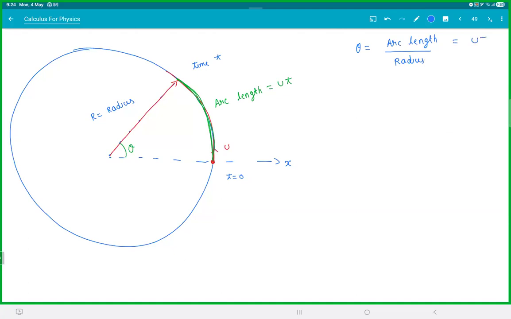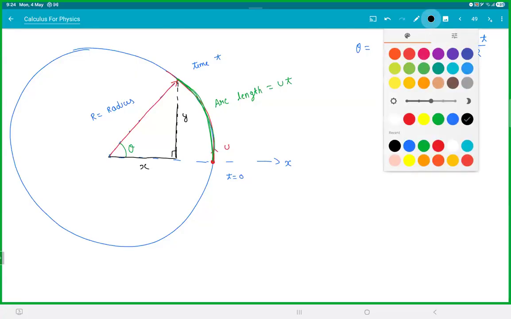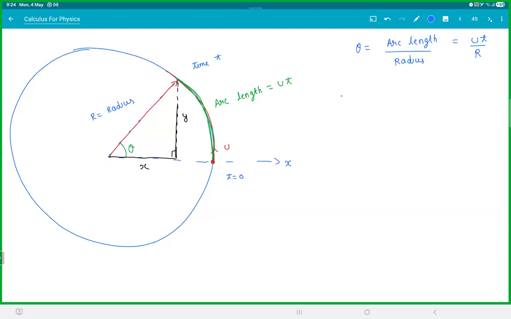Which is ut by r. There I got theta as a function of time t. Once I got this, it's straightforward after that. Drop a perpendicular. This would be your x coordinate and this would be your y coordinate. So we can clearly see x is equal to r cos theta and y is equal to r sin theta.